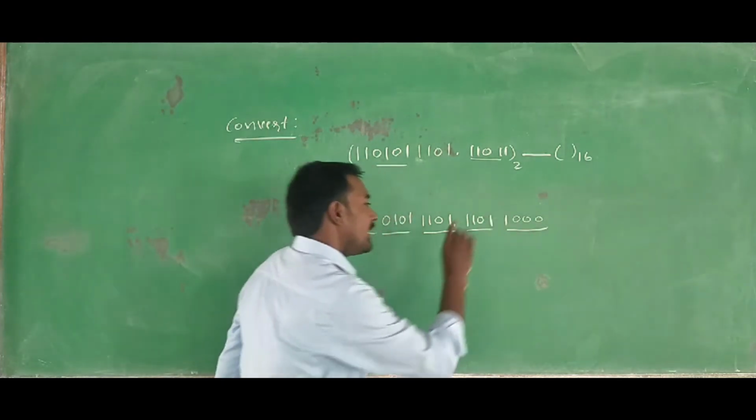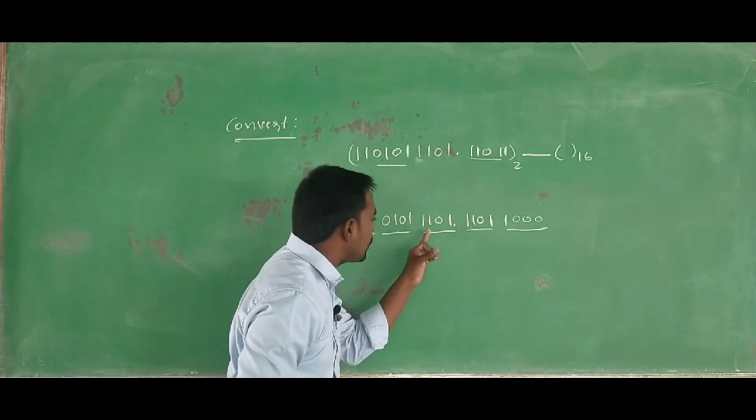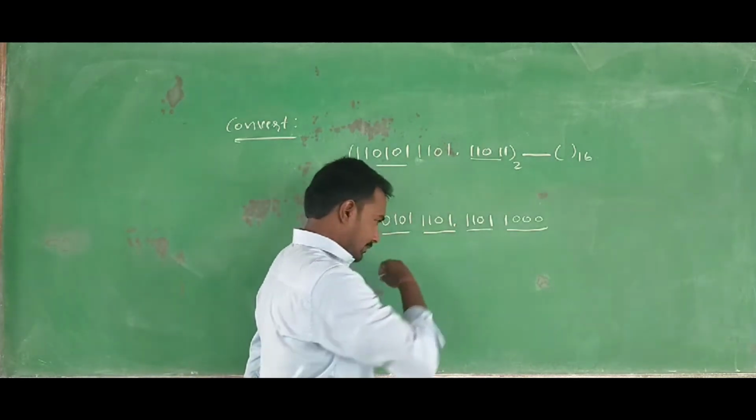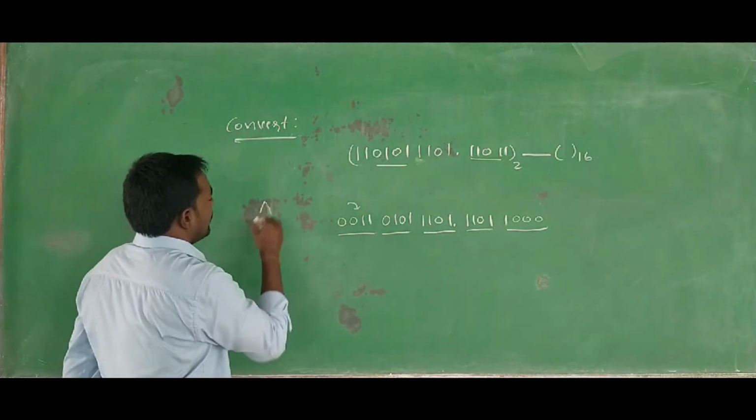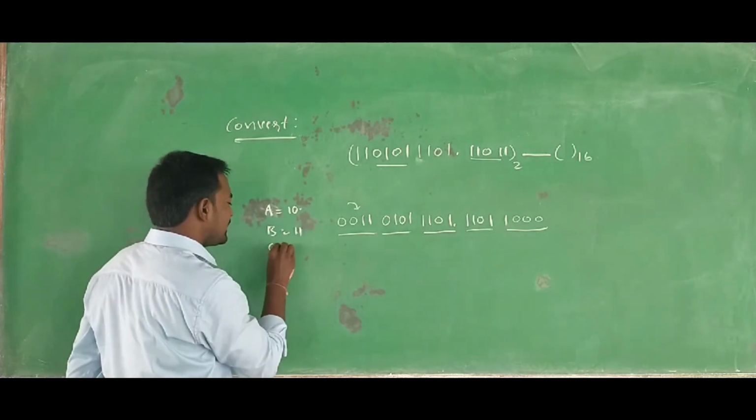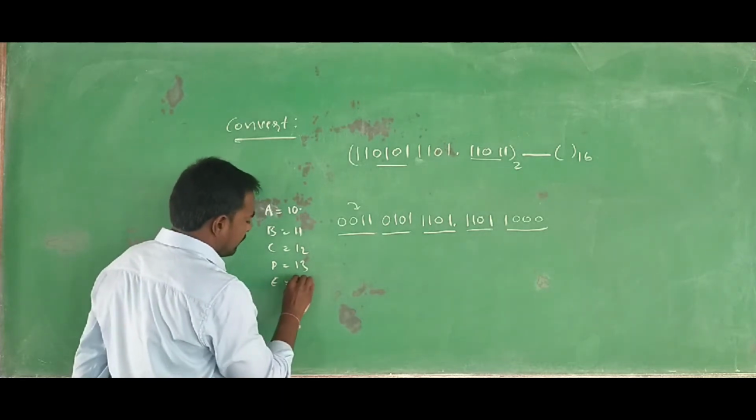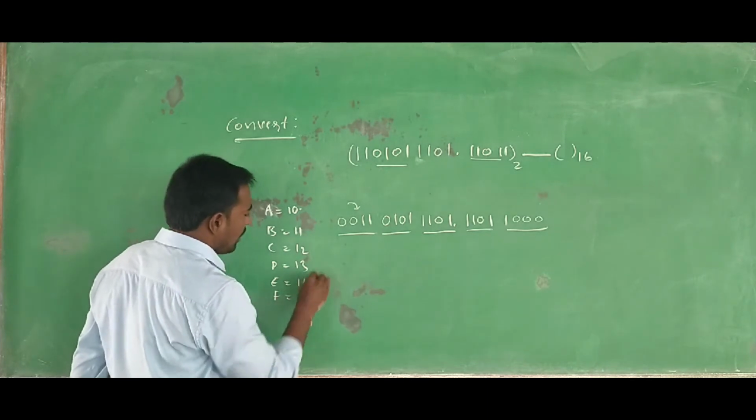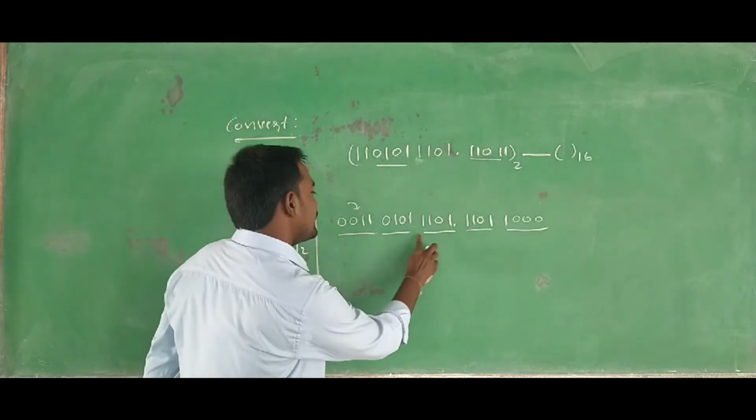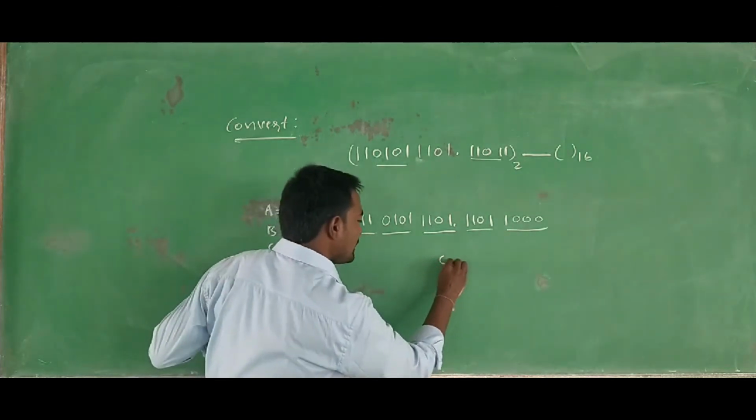Then we will get the hexadecimal number. Here the positions indicate 8 plus 4, which is equal to 12, plus 1, which is 13. In hexadecimal, A indicates 10, B indicates 11, C is equal to 12, D is equal to 13, E is equal to 14, and F is equal to 15. Substitute these equivalent values. Here 8 plus 4 is 12, so this is equal to C.